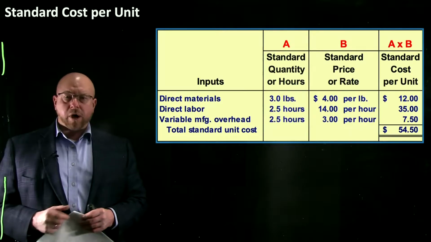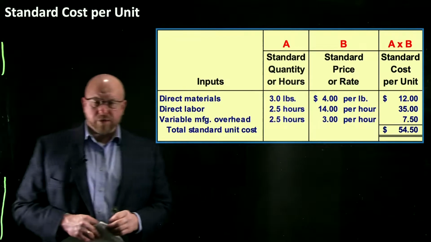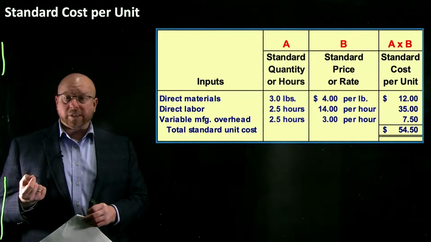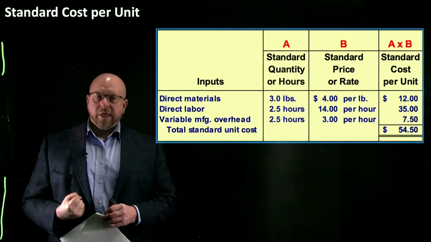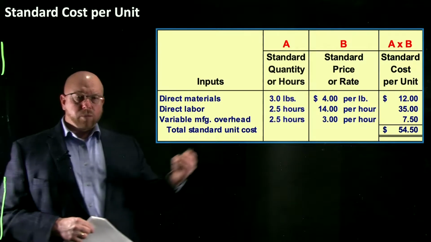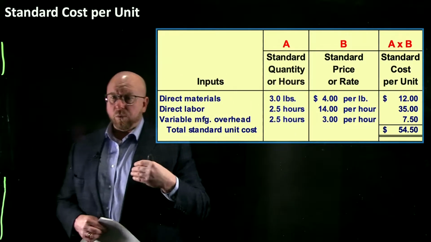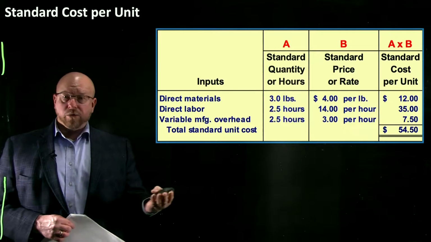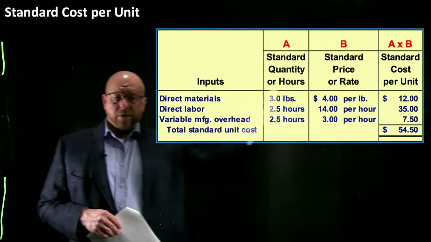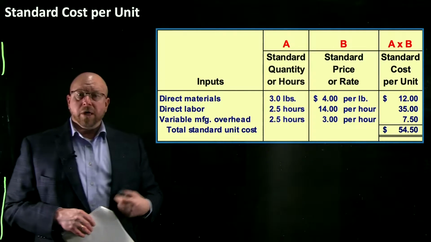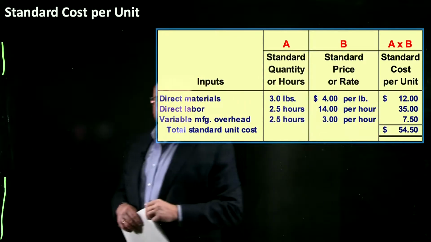So for a particular product, we might have a standard of 3 pounds of material for that product. That's our quantity standard per unit. And if the standard price is $4 per pound, then we would expect to spend $12 of materials for one product to be completed. Direct labor, we expect 2.5 hours of labor. The standard labor rate is $14 per hour. So each product should have $35 of labor cost built into it.